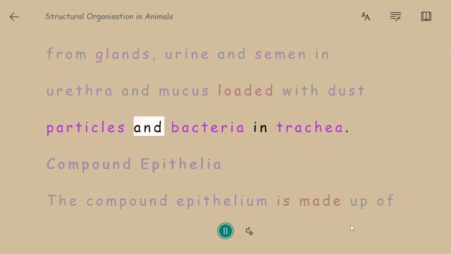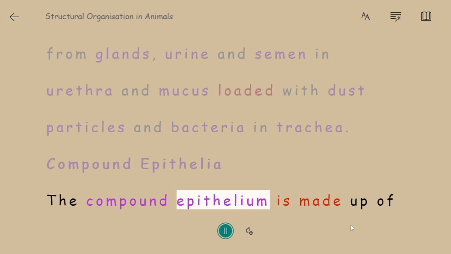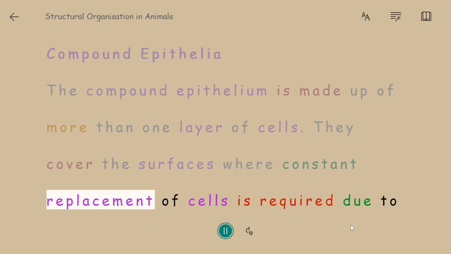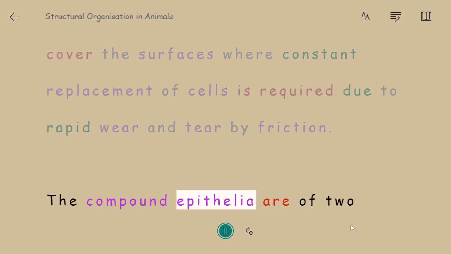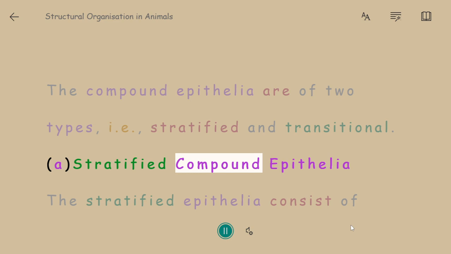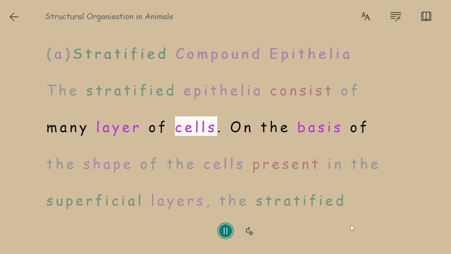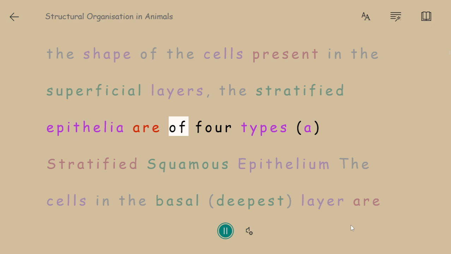Compound epithelia. The compound epithelium is made up of more than one layer of cells. They cover the surfaces where constant replacement of cells is required due to rapid wear and tear by friction. The compound epithelia are of two types, i.e., stratified and transitional. A. Stratified compound epithelia. The stratified epithelia consist of many layers of cells. On the basis of the shape of the cells present in the superficial layers, the stratified epithelia are of four types. A. Stratified squamous epithelium.